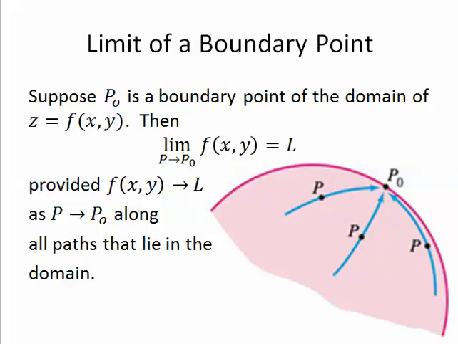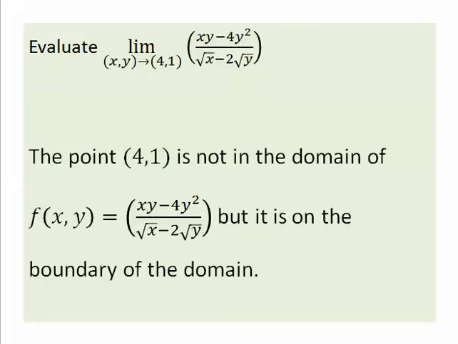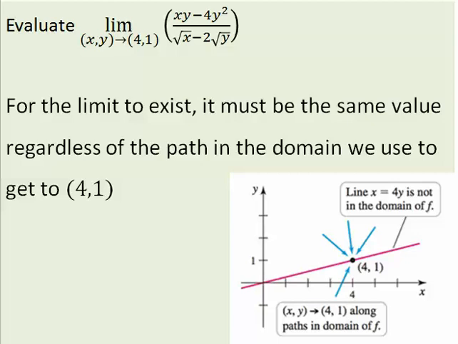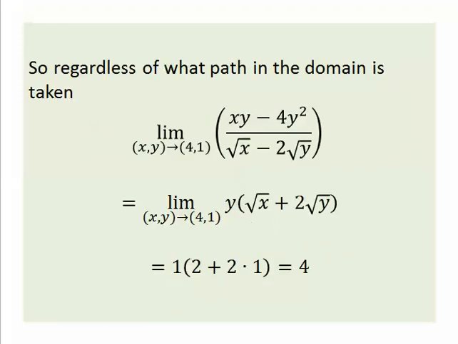The limit at a boundary point is L if every interior path yields a limit of L. Evaluate this limit. The point (4, 1) is not in the domain of the function, but it is on the boundary of the domain. For the limit to exist, it must be the same value, regardless of the path in the domain we use to get to the target point (4, 1). As long as we stay in the domain, the rational expression can be written in this manner. So regardless of what path in the domain is taken, the limit is equal to 4.